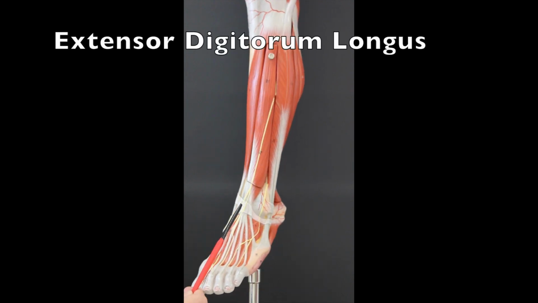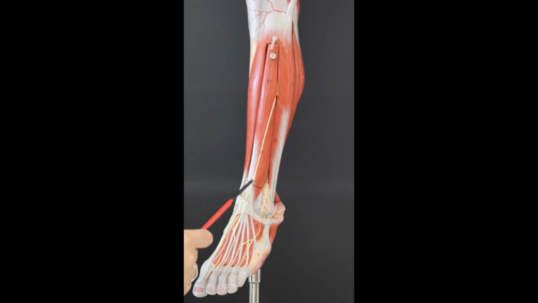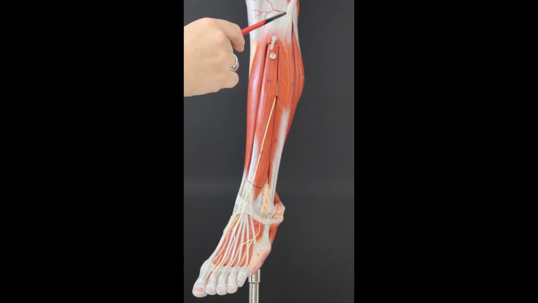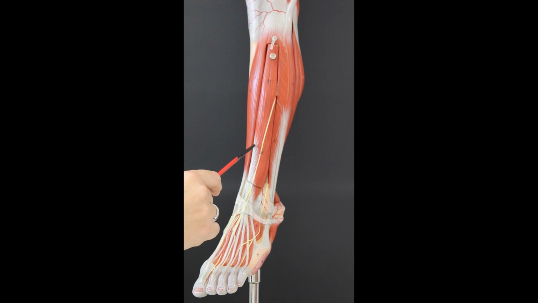Extensor digitorum longus lies lateral and deep to the tibialis anterior. The tendons of the extensor digitorum longus can be palpated on the dorsal surface of the foot. It originates from the lateral condyle of the tibia and the medial surface of the fibula. The fibers converge into a tendon which travels to the dorsal surface of the foot. The tendon splits into 4, each inserting onto a toe.